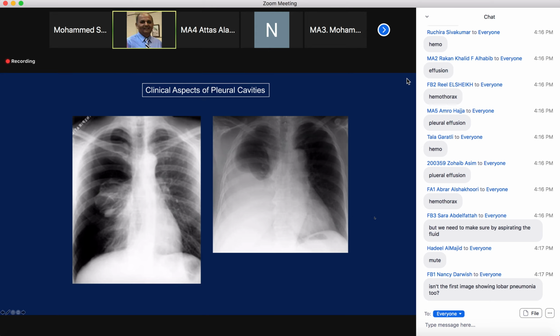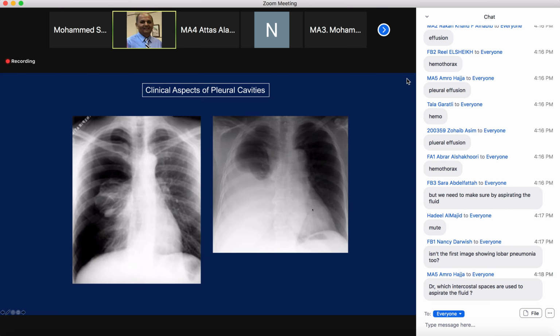So doctor, the one on the right is not effusion because there is no meniscus sign, right? I am not going, Miral, I'm not going into radiological detail. If you want me, I can start a session on that, but that's not of your level.